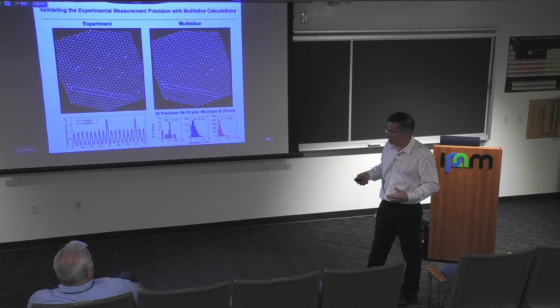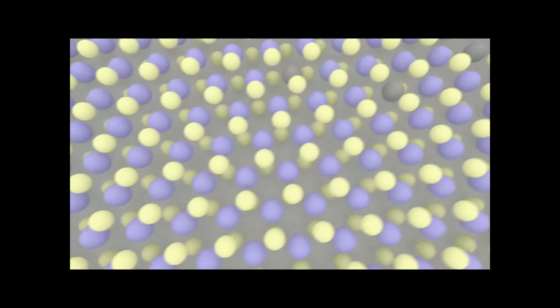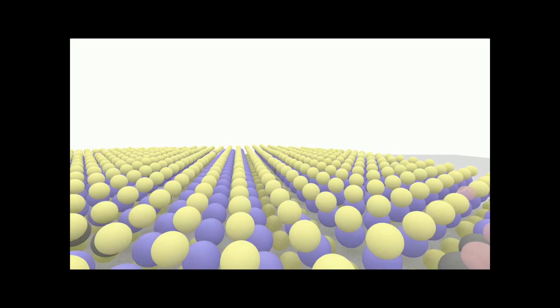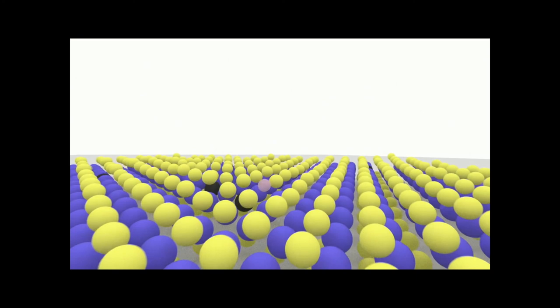And here is a movie. The gray corresponds to the perfect MoS2 that people believe, but the color corresponds to our structures determined by measurement, and there are deviations, especially when there's a point defect. The black corresponds to the rhenium dopant, and the pink corresponds to the vacancy. Especially along Z, the deviations are quite large.